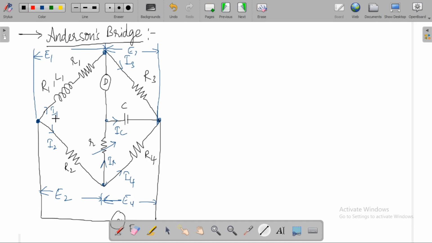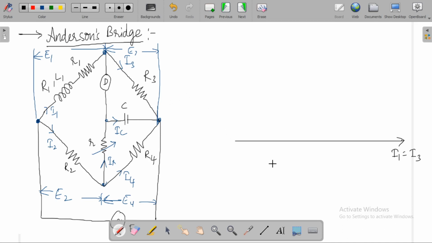Now let me take I1 as the reference vector. Okay, so this is I1, which is equal to I3 under balanced conditions. Current flowing through this is equal to current flowing through this, right? So I1 is equal to I3.